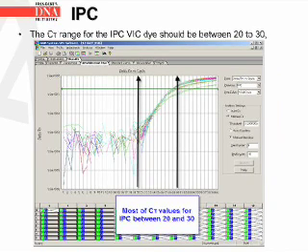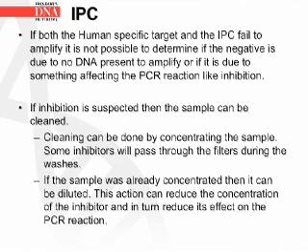The CT range for the IPC Vic dye should be between 20 to 30. Notice on this screenshot that most of the CT values for the IPC are crossing the threshold between cycles 20 and 30. If both the human-specific target and the IPC fail to amplify, it is not possible to determine if the negative is due to no DNA present to amplify, or if it is due to something affecting the PCR reaction like inhibition. If inhibition is suspected, then the sample can be cleaned.